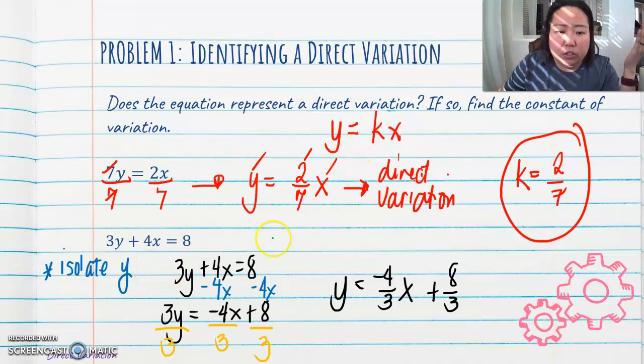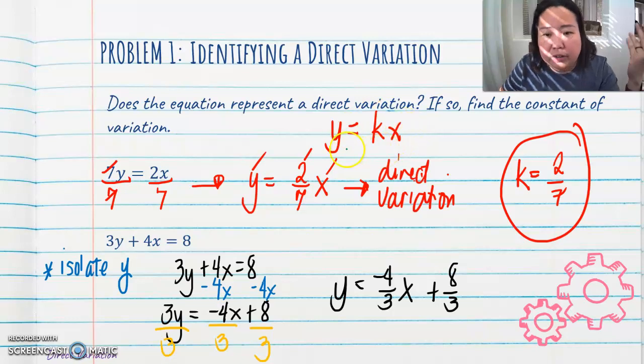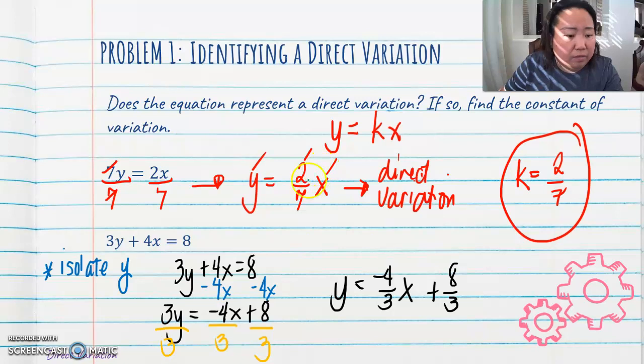So first thing, we need to make sure that we isolate y, since the direct variation format function has y by itself. Okay, so to isolate our y, we have to subtract 4x on both sides. So we will be getting 3y is equal to negative 4x plus 8. And again, y is attached to a positive 3 here, so we divide by 3 everywhere. So our equation now is down to y is equal to negative 4 over 3 x plus 8 over 3.